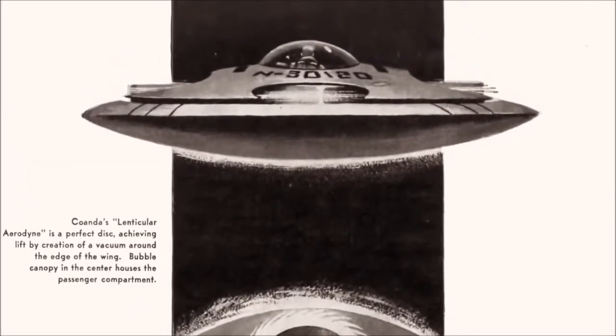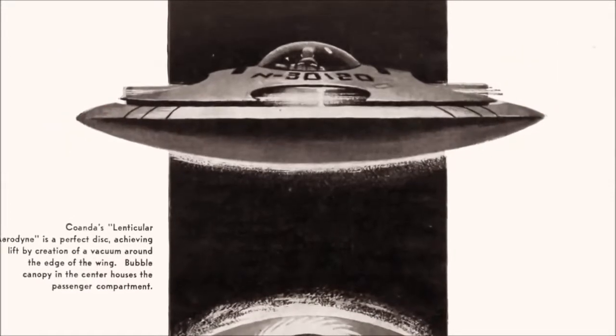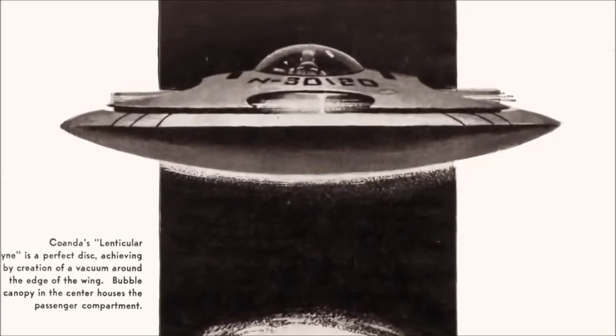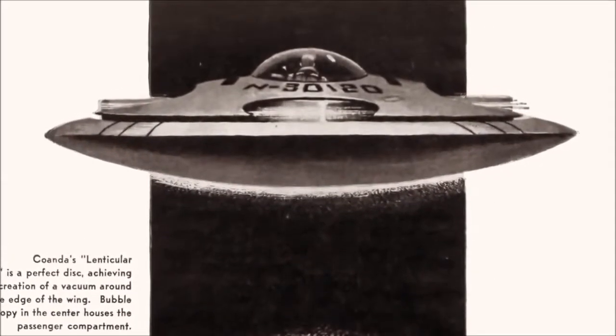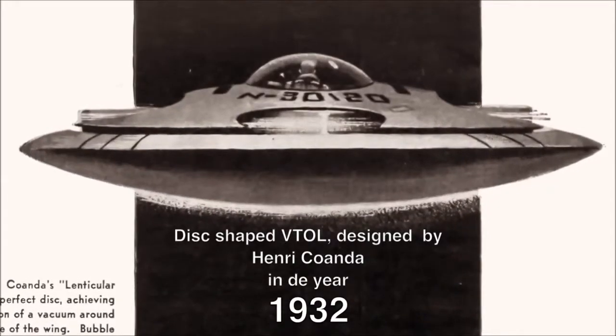Air is being accelerated down, and part of the upper surface is in touch with reduced air pressure. This action gives the object a force up, thrust, that can lift the object. Henry Coanda realized this and then designed a flying disc based on this effect in 1932.